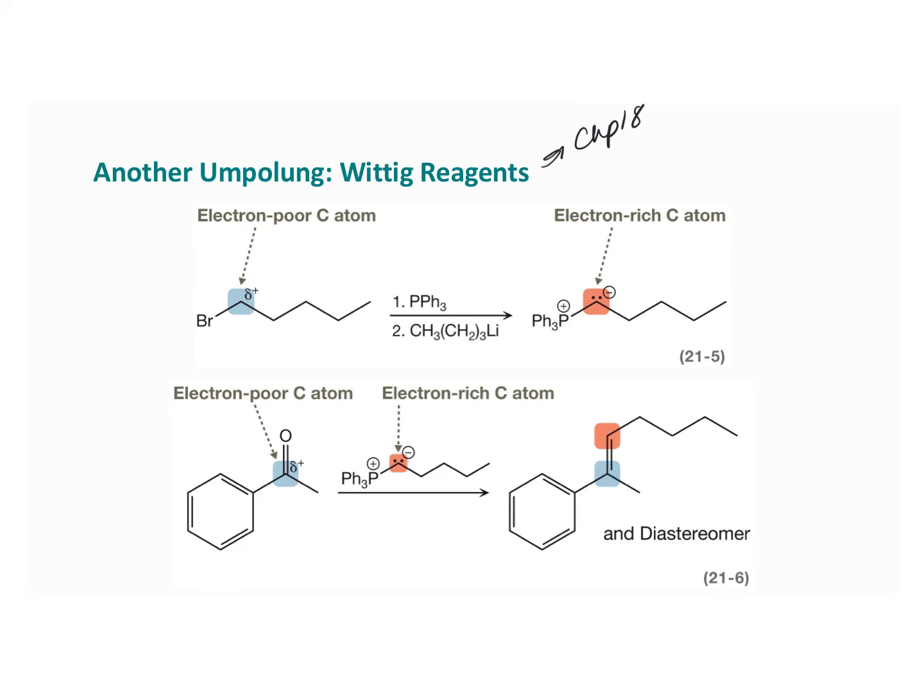Now, this is not a stereospecific reaction, so it also forms the diastereomer. A lot of times in your book, you're going to see the diastereomer as well. And remember, in this reaction, basically, this new carbon goes where the oxygen is, and it keeps that double bond there. But that's also an Umpolung.